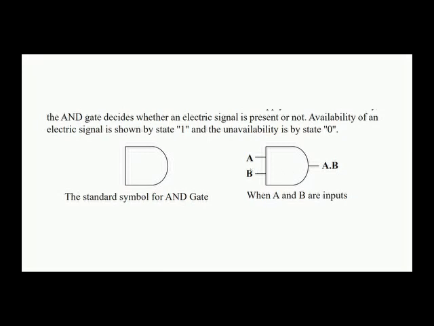Now, in these logic gates, we denote 1 as the electric signal being present. When the electric signal is present, we denote it as 1. And if the electric signal is not there, we call it 0. So if there is no electric signal, it is denoted by 0.